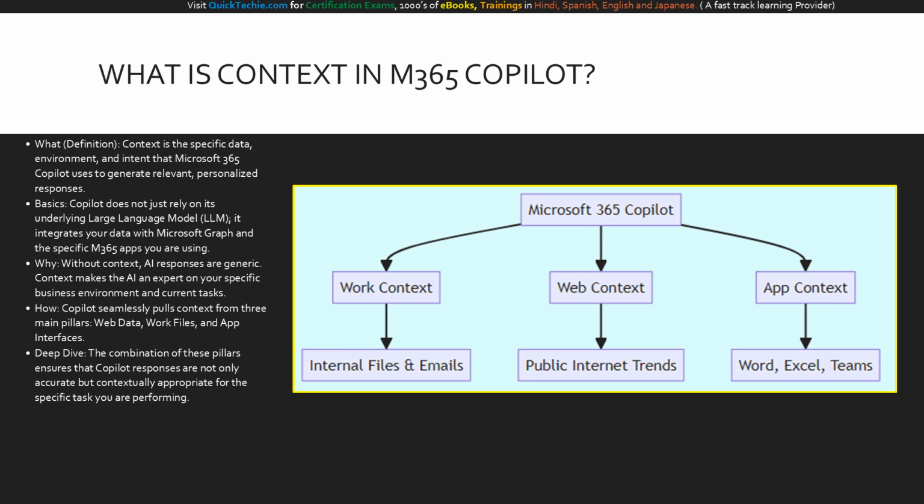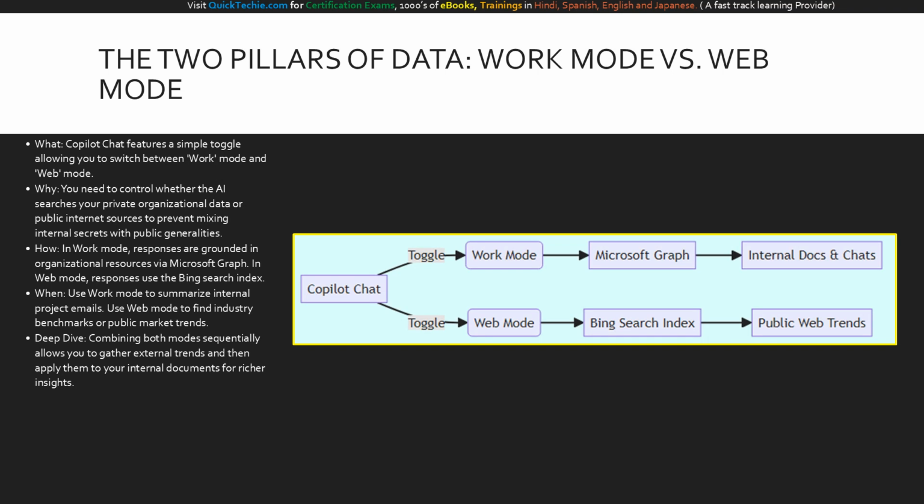Let us look at this flowchart, which breaks down the Copilot context engine. At the top, we have Microsoft 365 Copilot itself. Notice how it branches into three distinct pathways. First, the work context node represents the AI's ability to see your internal files, emails, and meetings securely. Next is the web context node, representing real-time public data from the internet. Finally, the app context node represents the software you currently have open, like Word or Excel. Understanding how these three nodes interact is the key to unlocking Copilot's full potential, as each pathway dramatically alters the final output you receive.